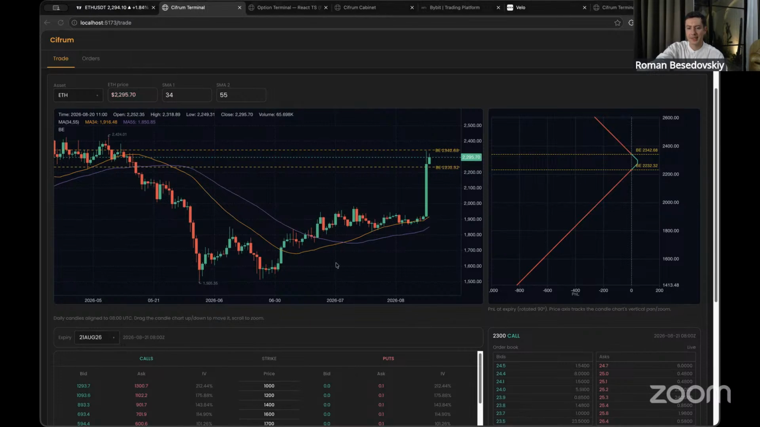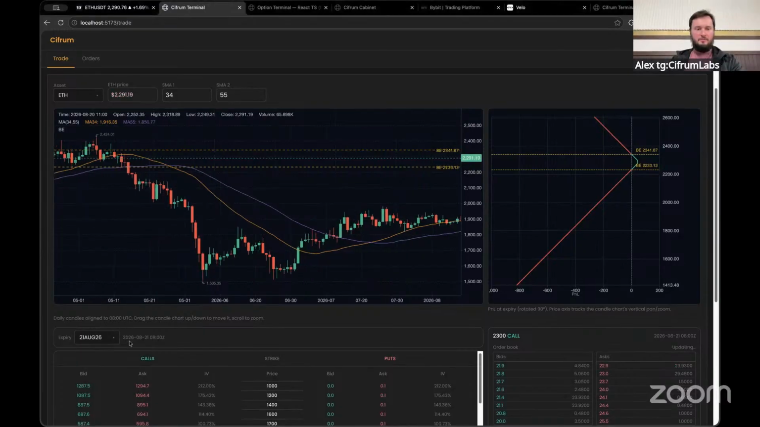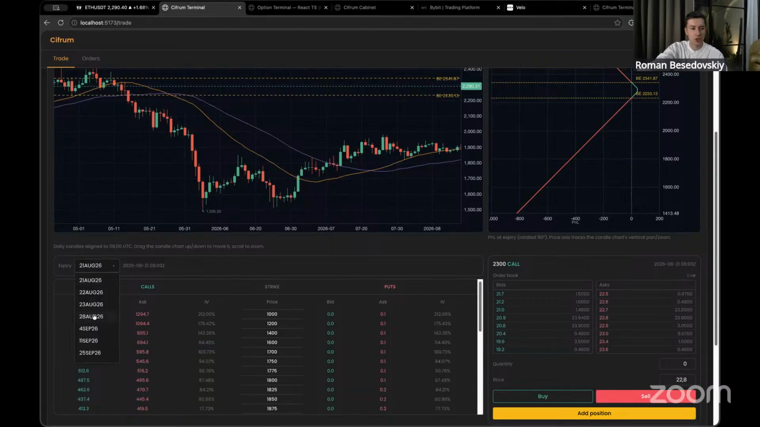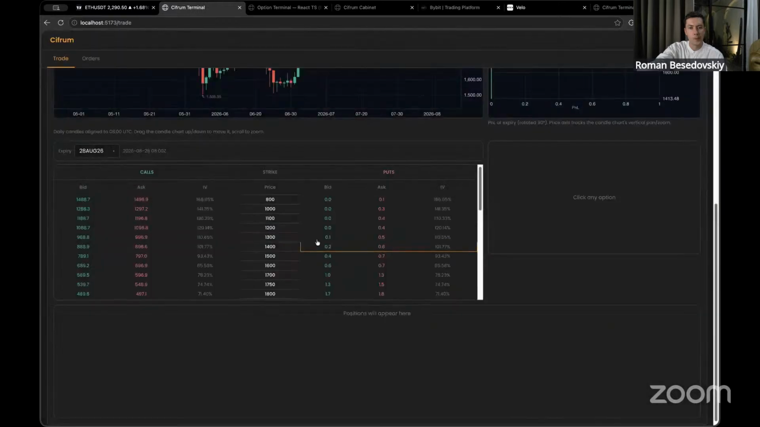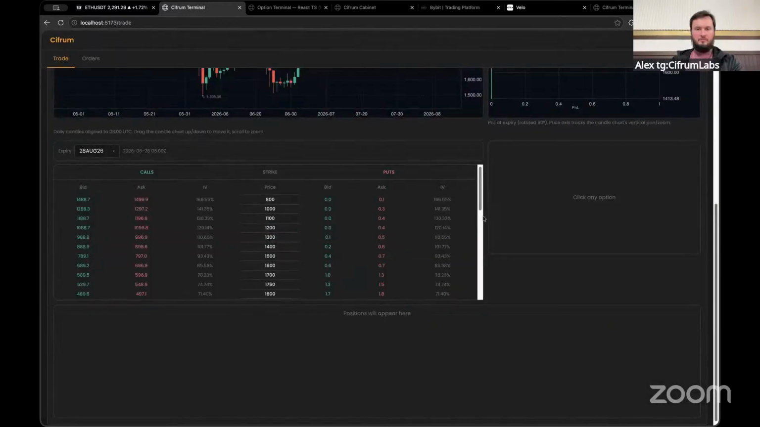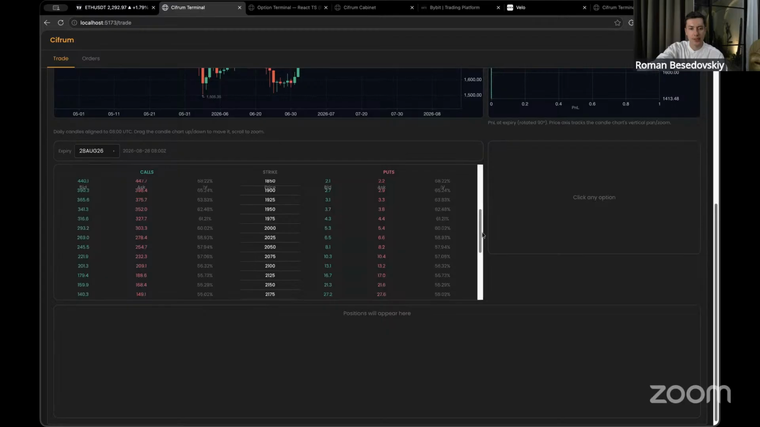So what I think we can do, really the option prices are not so high to sell options, but not so cheap to buy daily options. Let's check weekly options, for example, on the 28th of August. Yes, please change the expiry. And let's check what the prices are.